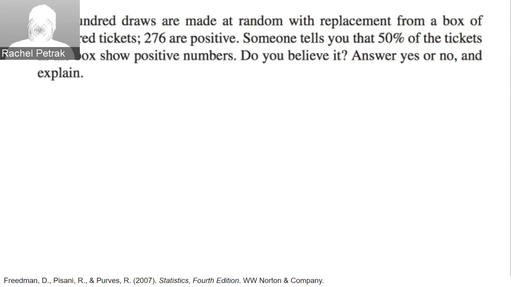500 draws are made at random with replacement from a box of numbered tickets. 276 are positive. Someone tells you that 50% of the tickets in the box show positive numbers. Do you believe it? Yes or no, and explain.